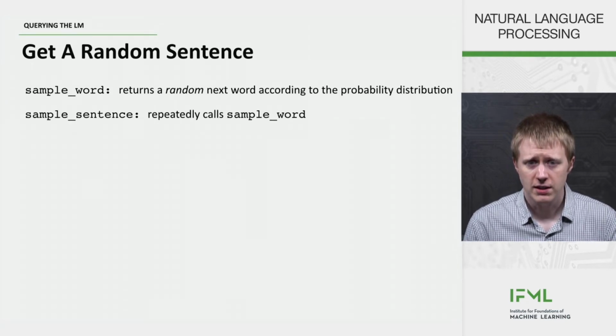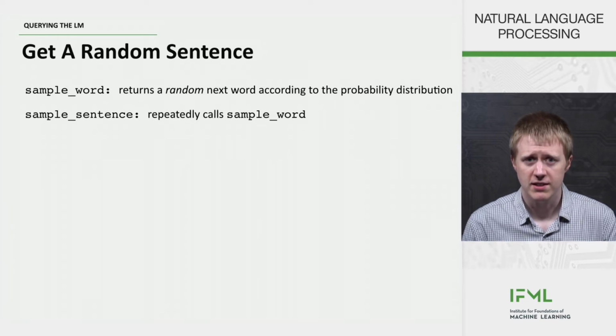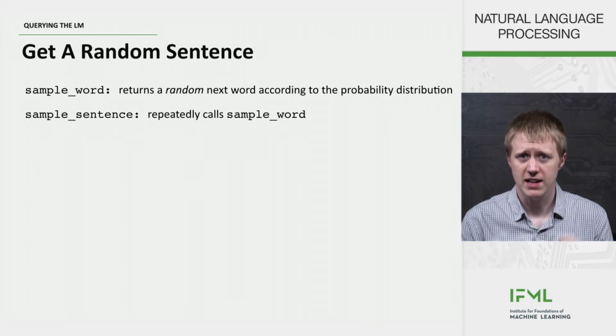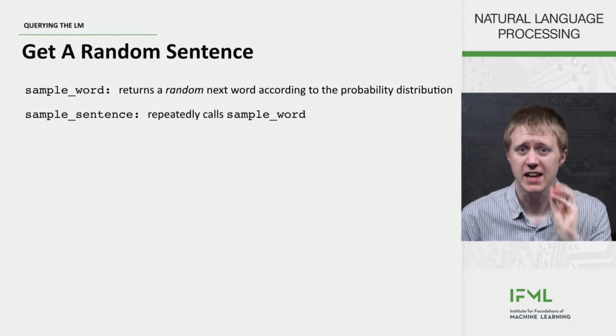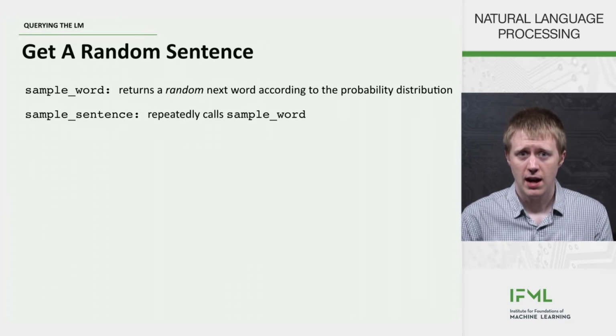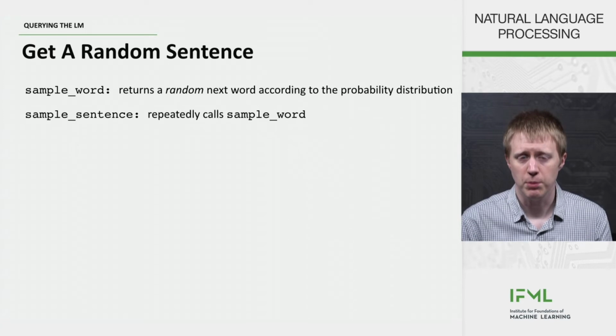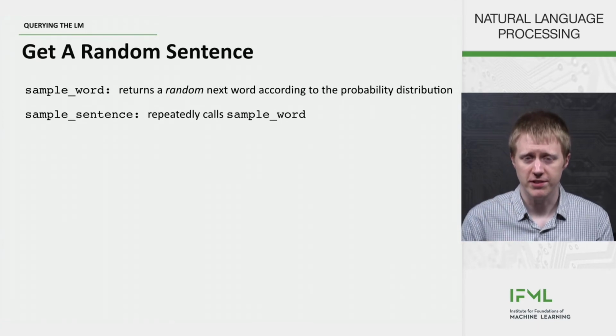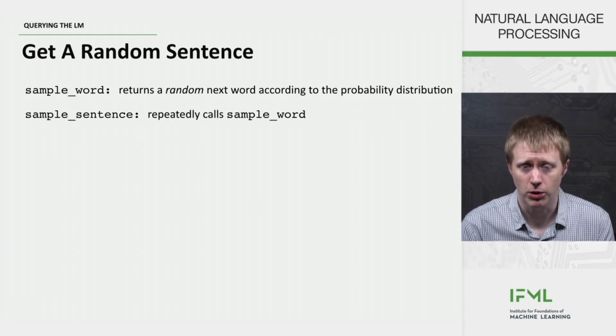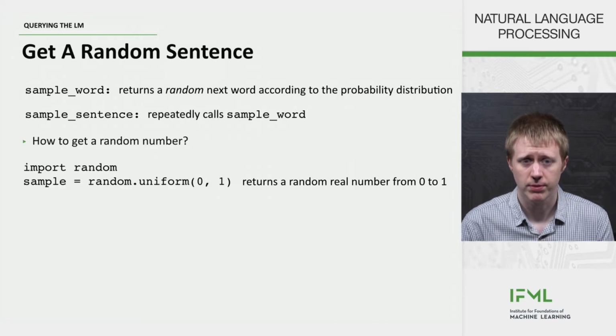All right, so then you can often get more interesting sentences by sampling. So instead of taking the most likely next word, take a random next word. So sample word gets repeatedly called by sample sentence in order to do this, but how does sample word work, or how is it going to work? So the first thing that we need is a random number, which we can do by importing random, and then calling random.uniform 0, 1, which returns a random real number from 0 to 1.